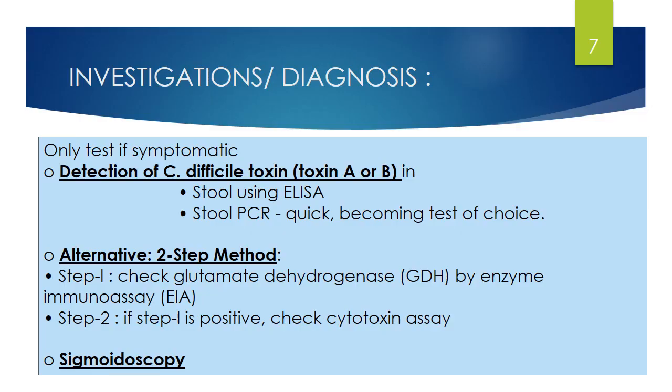If the patient is symptomatic, then we will go for detection of Clostridium difficile toxin A or B in the stool using ELISA. Stool PCR can be done, which is a quick test and it is becoming a test of choice. Alternatively, we can perform a test which contains two methods. In step 1, we check the glutamate dehydrogenase enzyme by immunoassay, and in the second step, if the enzyme is present, then we check the cytotoxin assay. Sigmoidoscopy can be performed and it will show erythema of rectal mucosa along with white plaques and adherent pseudomembrane.